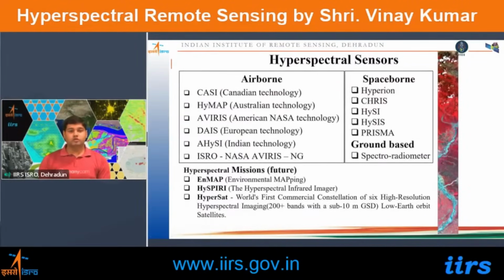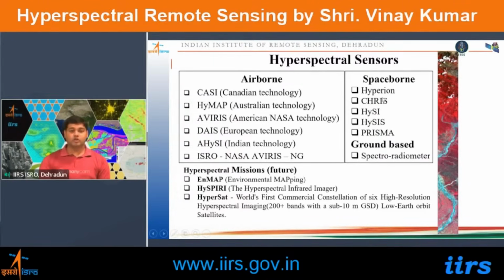Now coming to different hyperspectral sensors. They are normally categorized into three: airborne, spaceborne, and ground-based. Now coming to airborne sensors, CASI is from Canadian technology, the Compact Airborne Spectrographic Imager. HyMap, IIRS was one of the technologies. Recently, IIRS next generation came, which moved from 10 nanometer to 5 nanometer spectral resolution. AVIRIS is Indian technology.